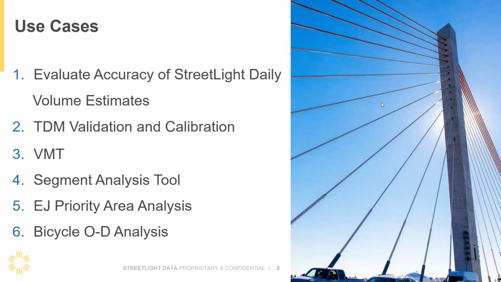So this slide shows some of the ways in which we've used StreetLight data. We've got about 6 use cases that we'll go over. I'll start off by talking about how we've evaluated the accuracy of StreetLight daily volume estimates. Next, I'll talk about how we're using StreetLight data to validate and calibrate our travel demand model, which we're currently updating. Next, I'll talk briefly about how we're using StreetLight to calculate VMT, which is something we're just starting to do. And lastly, I'll say a few words about the StreetLight segment analysis tool that Colleen Hosley from the MPO has been using recently.